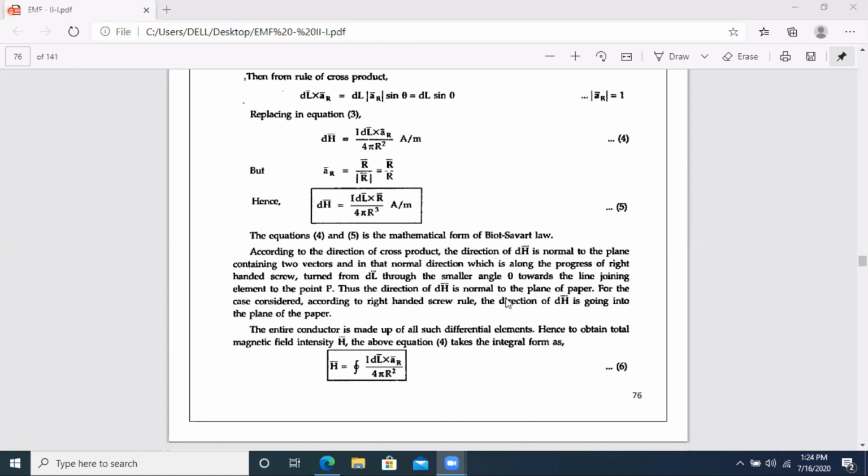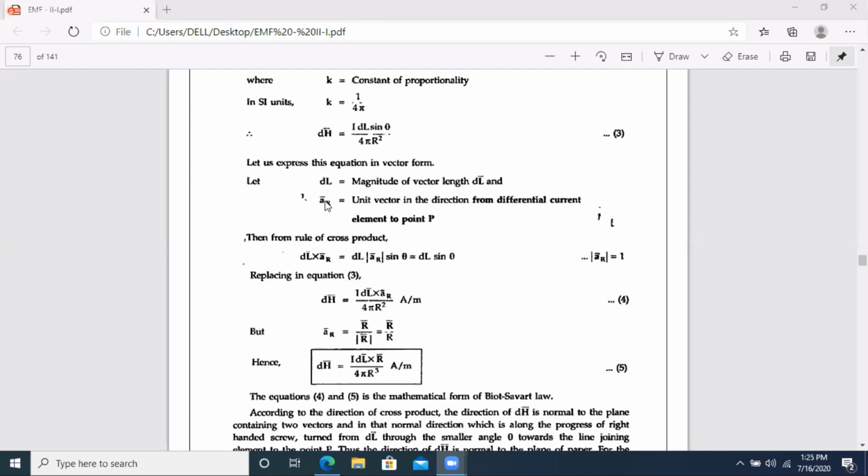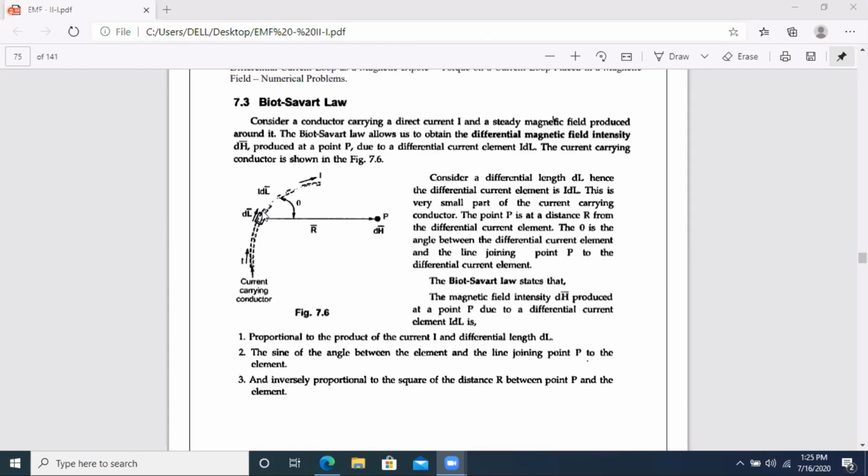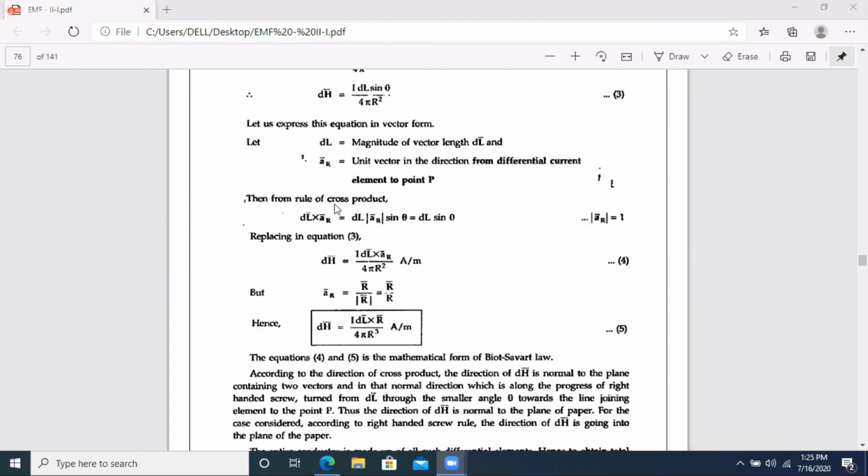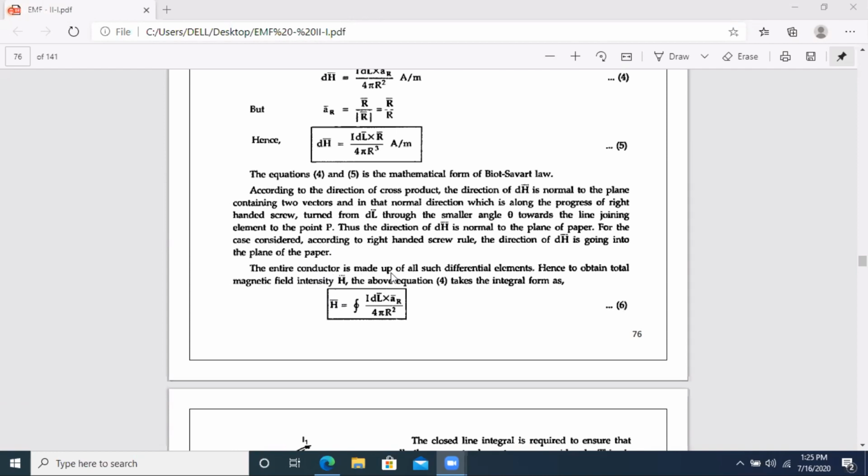Now, this is the magnetic field due to a differential element. So for the entire conductor, you have to integrate along the length of the conductor. Hence, to obtain the total magnetic field, H takes the integral form, H equals the integral along the entire line of I dl cross aR, which is this upon this.